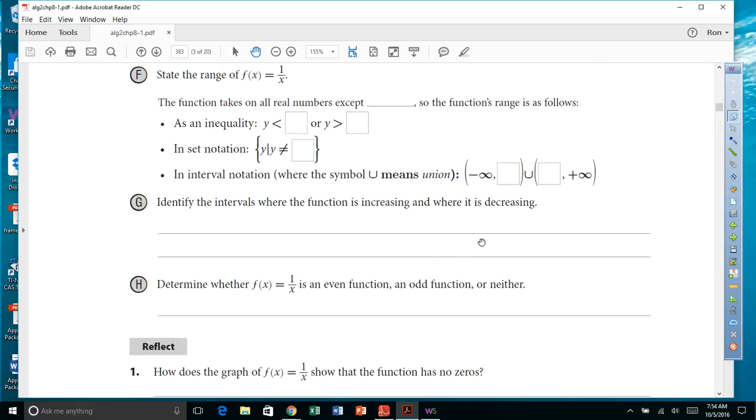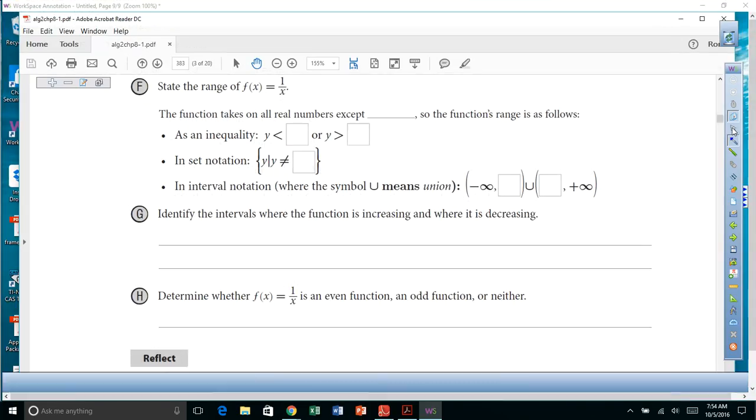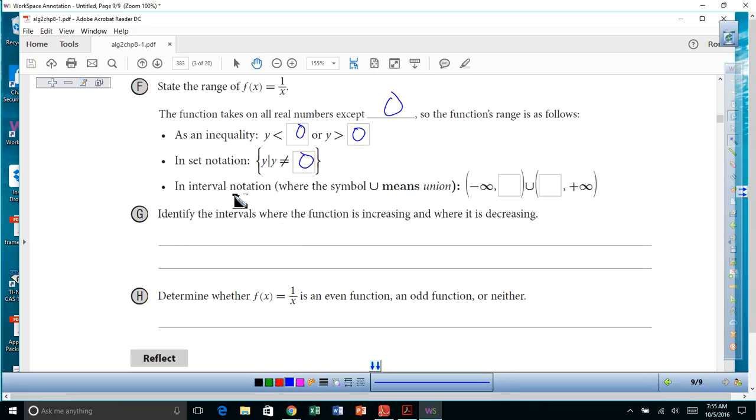State the range of f of x equals 1 over x. The function takes all real numbers except 0. So the function's range is as follows. As an inequality, y is less than 0 or y is greater than 0. In set notation, y such that y is not equal to 0, and in interval notation, negative infinity to 0 and 0 to positive infinity. But that doesn't include 0, just right up next to it.